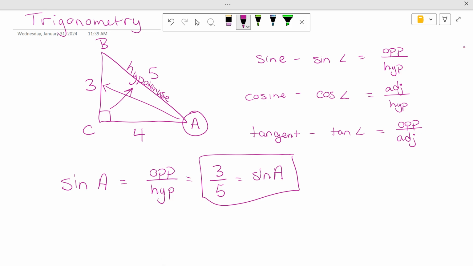All right? If I want the cosine of angle A, that's the adjacent side over the hypotenuse. Adjacent side over the hypotenuse. So, adjacent is next to. It's not the hypotenuse. What's next to angle A that's not 5? 4 is. So it's 4 over the hypotenuse, which is 5. So that's the cosine of angle A.